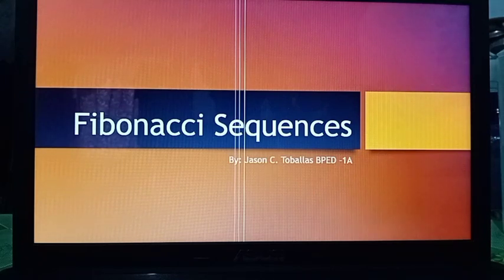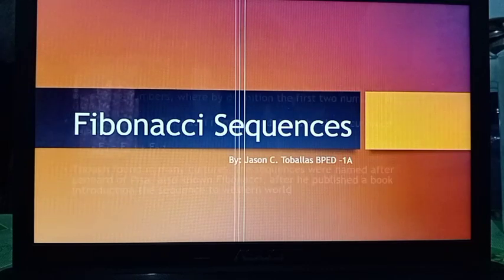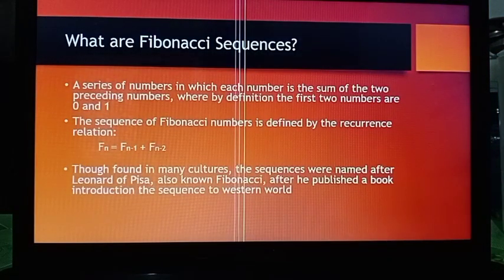I am here to tackle how to find the Fibonacci sequence using the golden ratio. So what are Fibonacci sequences? A series of numbers in which each number is the sum of the two preceding numbers, where by definition the first two numbers are 0 and 1.